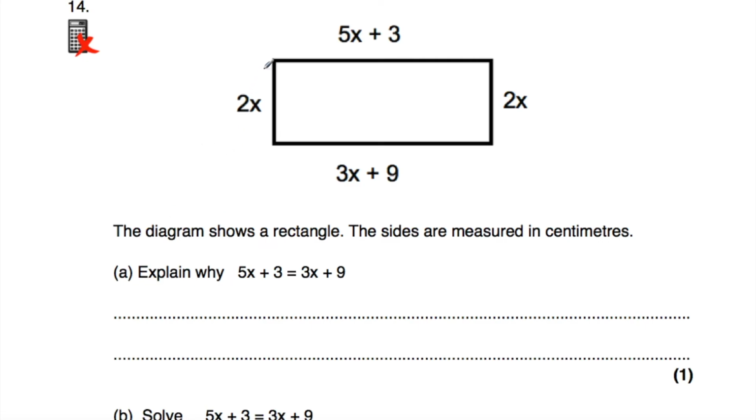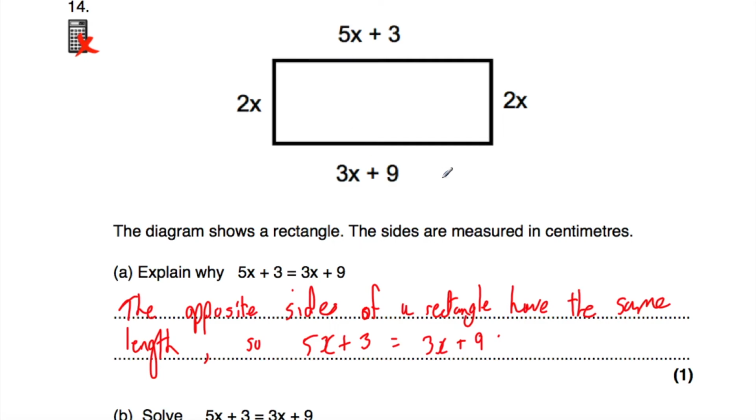And the question says the diagram shows a rectangle, the sides are measured in centimetres, and part A says explain why 5x plus 3 is equal to 3x plus 9. Well, the opposite sides of a rectangle have got the same length, so let's write that down. That's it, I've just explained that the opposite sides of a rectangle have the same length, so 5x plus 3 would be equal to 3x plus 9.